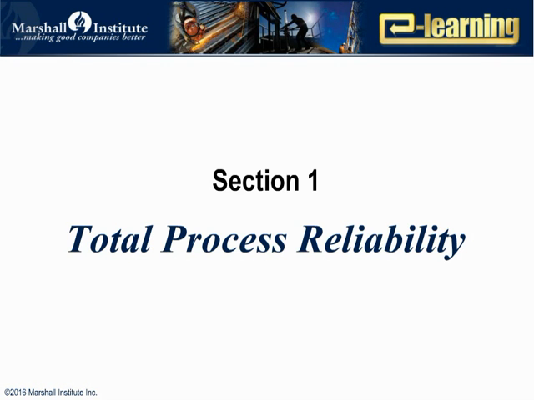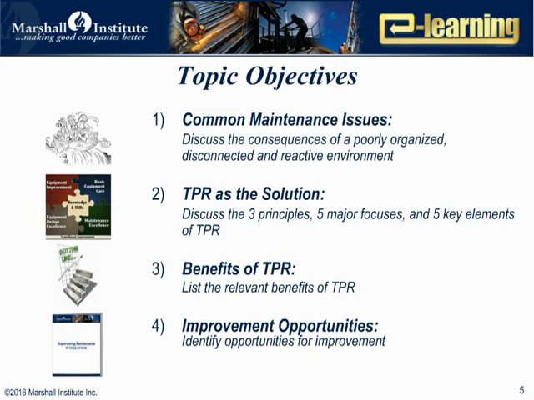Section 1 focuses on total process reliability. Section 1 focuses on the following topic objectives: common maintenance issues, TPR, total process reliability, as the solution, benefits of TPR, and improvement opportunities within your company.